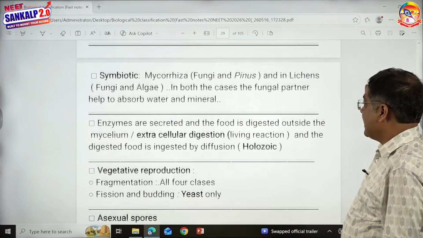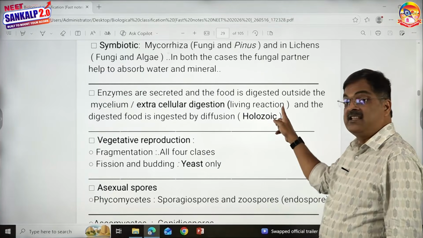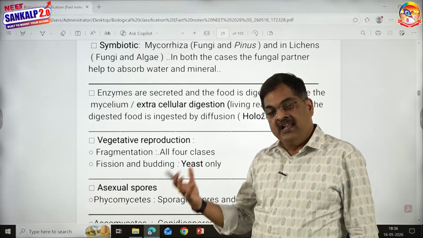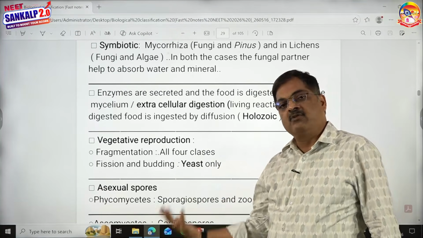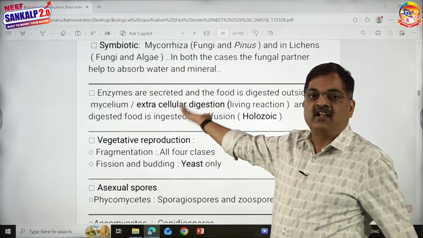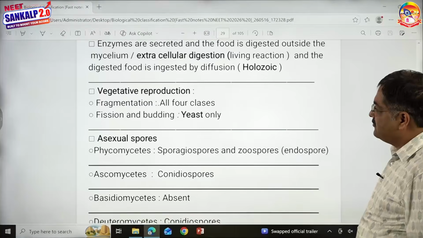Enzymes are secreted and the food is digested outside the mycelium, which is extracellular. This is a living reaction occurring outside the body. Yesterday we were discussing that living reactions can occur inside the body and outside the body. And an example for outside the body is extracellular digestion of fungi. And the digested food is ingested by diffusion.